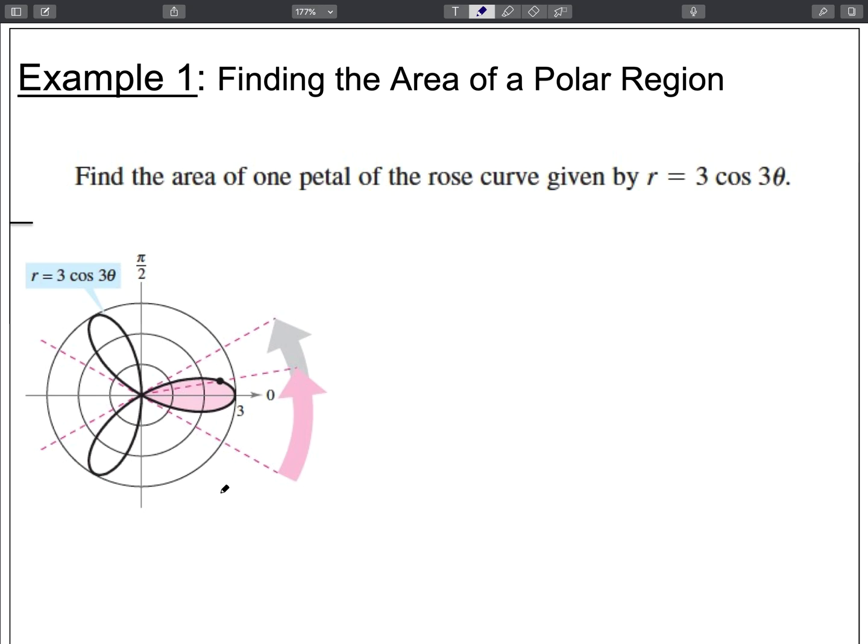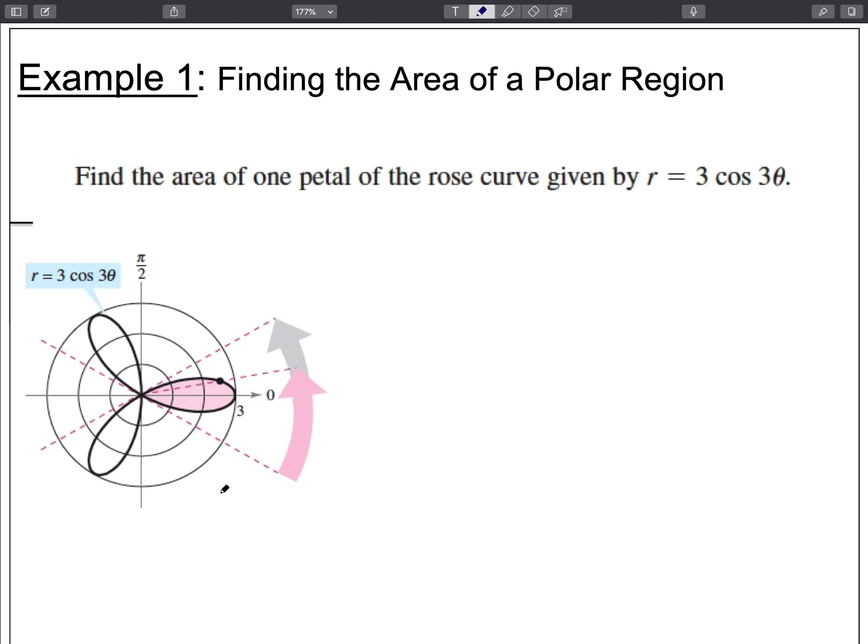Can we find the area of one petal of the rose curve given by r equals 3 cosine of 3 theta? So here we have r equals 3 cosine of 3 theta. We could also punch it into the calculator. If you have your calculator set into polar mode, you could actually graph this.